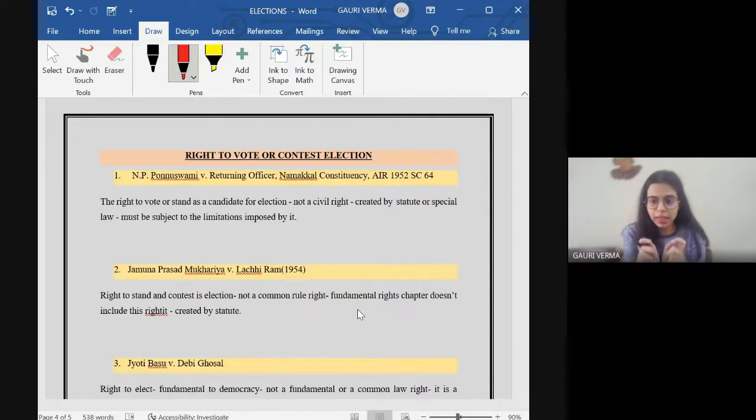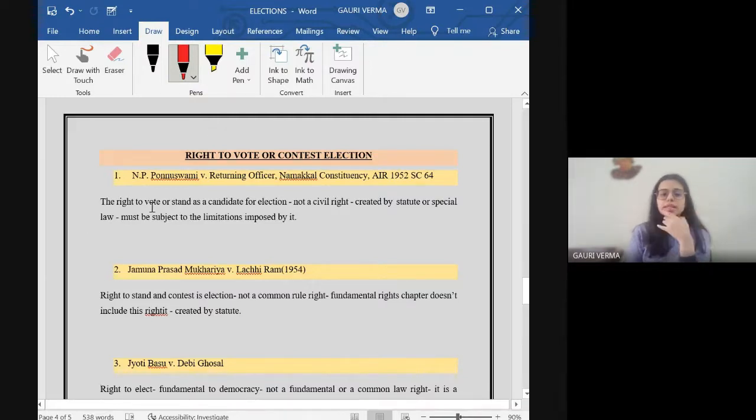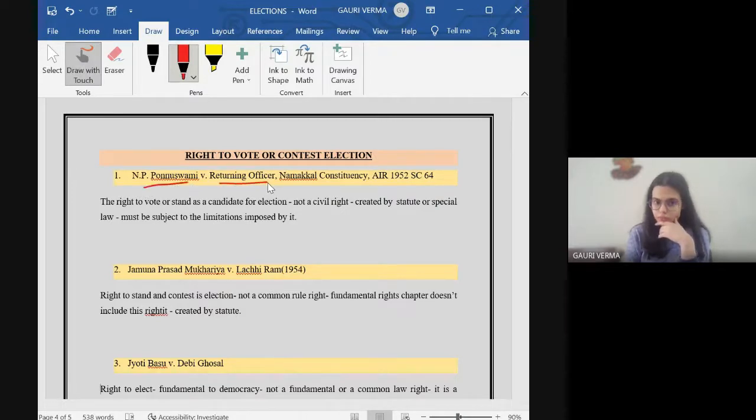To start with, here are certain cases. These cases will help you understand more about what we are studying, about the whole topic. The first case is NP Punnuswamy versus Returning Officer. So here, what the court said was that the right to vote or stand in an election is not a civil right.